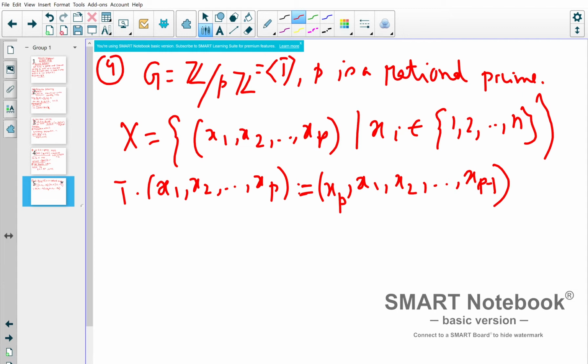And you can do it by right shift also. I chose left shift, you can do right shift. For example, x2 comes to the first place, x3 comes to the second place, and so on, and x1 goes to the last place. That is also possible. That is called the right shift operator action. So anyway, whenever you have p tuples, you can always define an action of Z mod pZ on those p tuples by this shift operator. There are lots of applications, so I will come back to this.